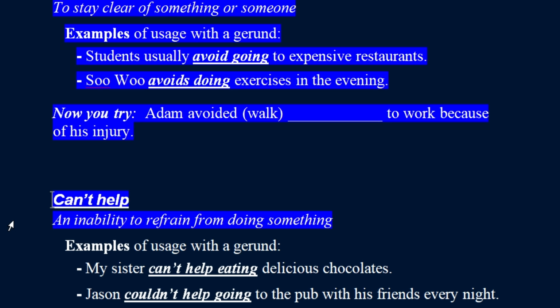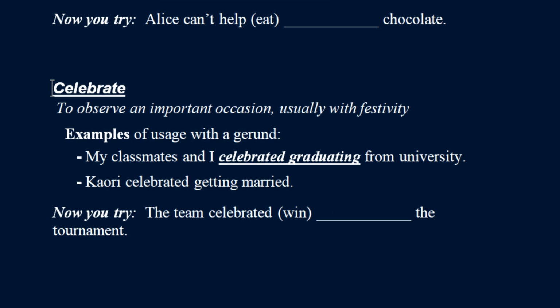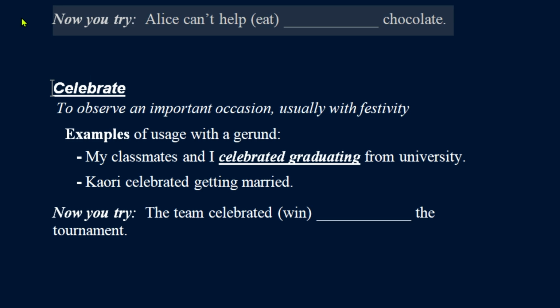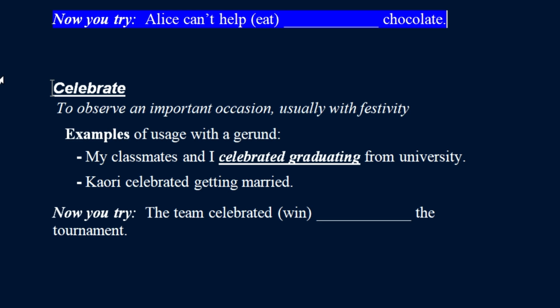Can't help. An inability to refrain from doing something. Examples of usage with a gerund. My sister can't help eating delicious chocolates. Another example. Jason couldn't help going to the pub with his friends every night. Now you try. Alice can't help (eat) chocolate. Alice can't help eating chocolate.